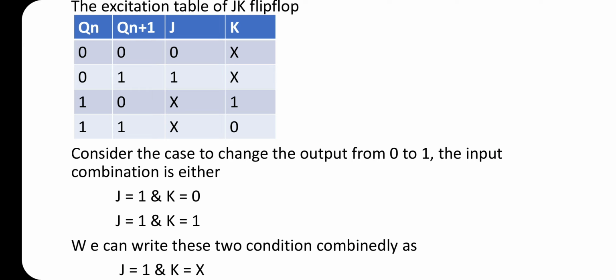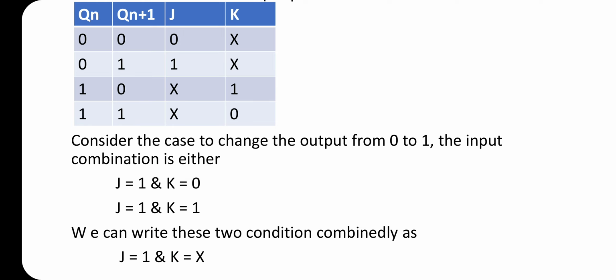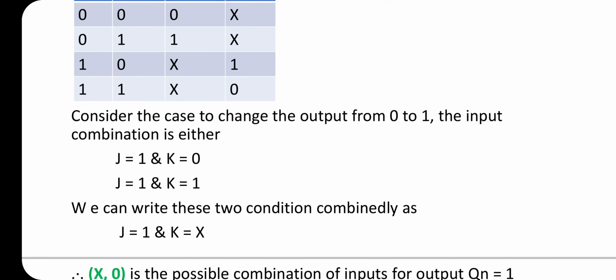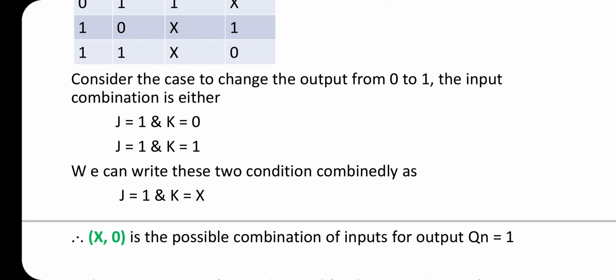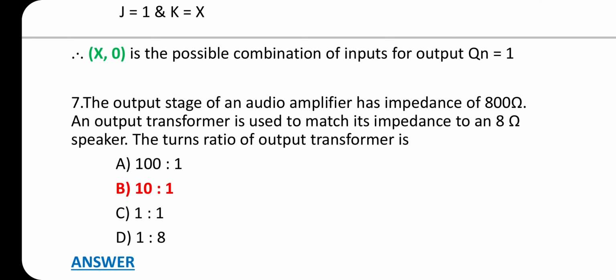Consider the case to change the output from 0 to 1. The input combination is either J equal to 1 and K equal to 0 or J equal to 1 and K equal to 1. We can write these two conditions combinedly as J equal to 1 and K can have any value, that is don't care. Therefore, X comma 0 is the possible combination of input for output Qn equal to 1.